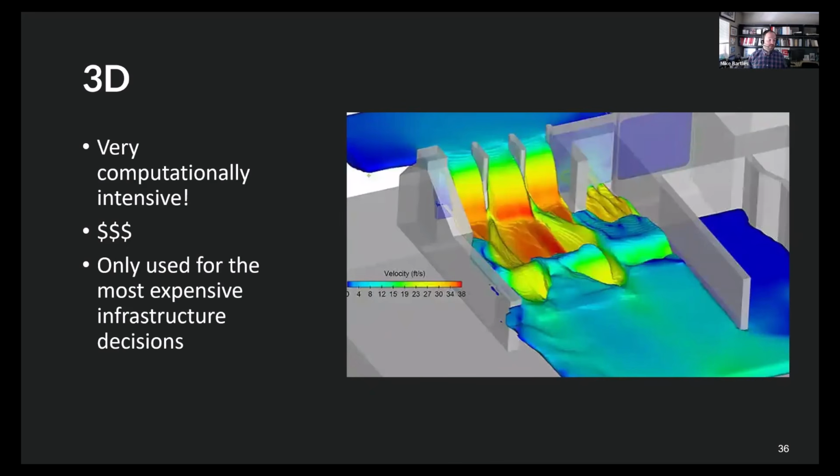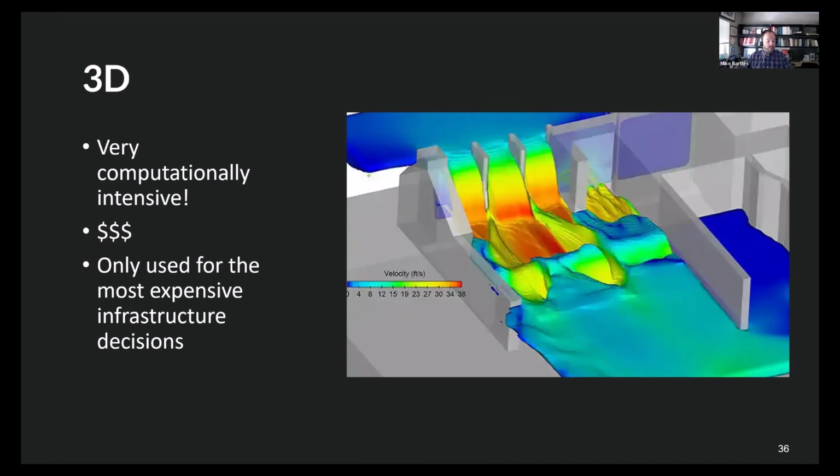We're leaving out a dimension as well, but for massive infrastructure that we're trying to look at, like millions, billions of dollars, maybe we want to look at three-dimensional approximations where water can not just go this way or that way, but also this way. One great example of that is at spillways, right?